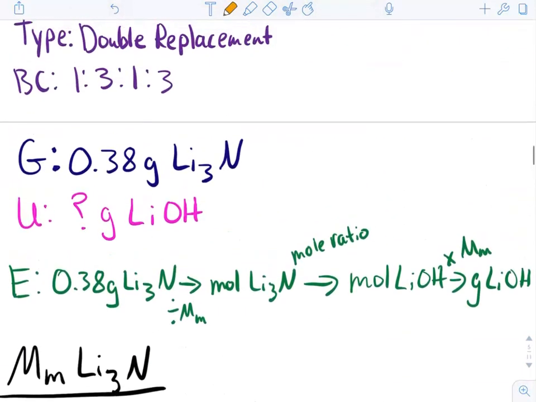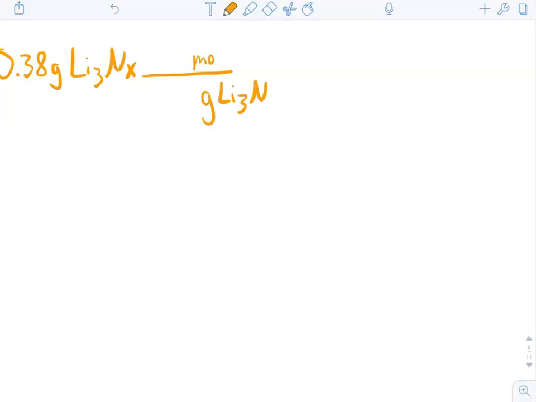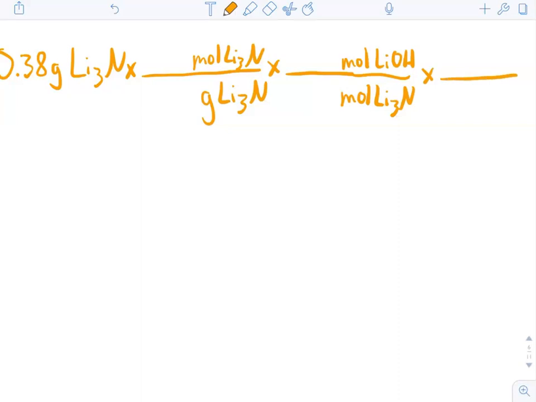So I always start with what I'm given, which is the 0.38 grams of Li3N. Well, if I'm given grams of Li3N, that has to go on the bottom. The thing I'm trying to get to, which is moles of Li3N, goes on the top. Then if moles of Li3N is on the top, moles of Li3N has to be on the bottom, and then moles of LiOH would go on the top, and then last, mole of LiOH, and then grams of LiOH.